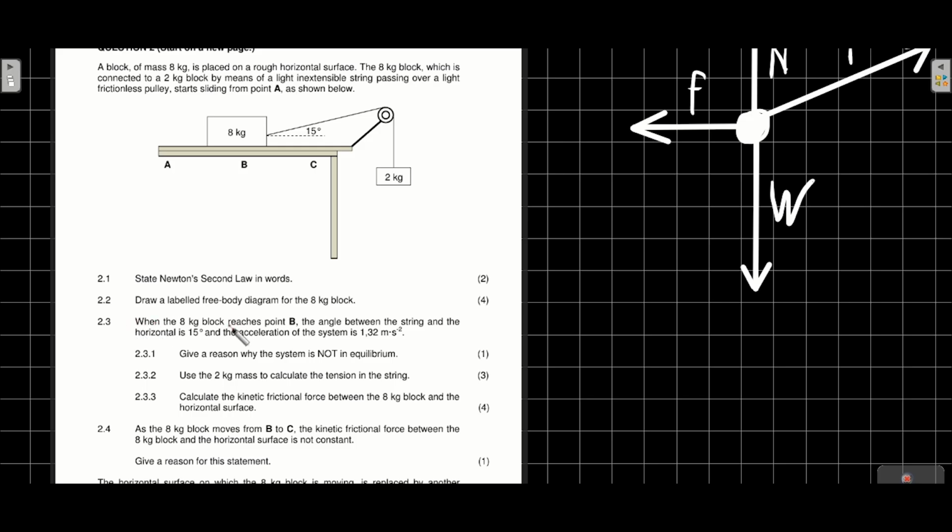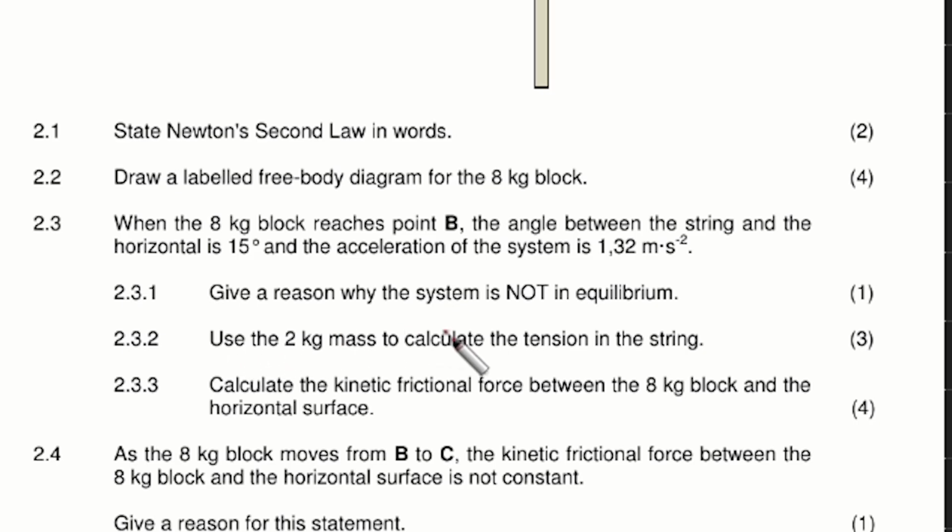In 2.3, they stated that the 8 kg block at point B has an acceleration of 1.32 meters per second squared. As soon as they state that, you know it's not in equilibrium anymore because there's an acceleration for the net force, or sum of forces. So in 2.3.2, they say use the 2 kg mass to calculate the tension in the string.